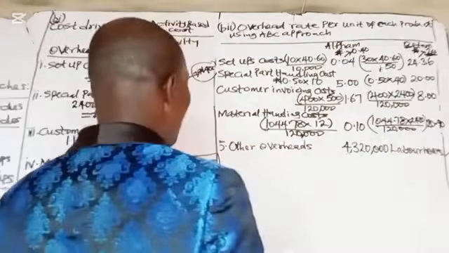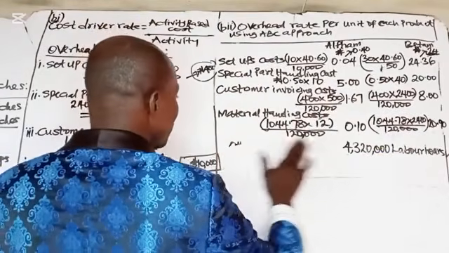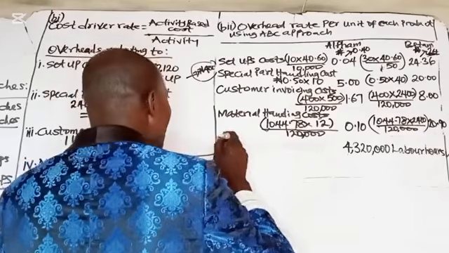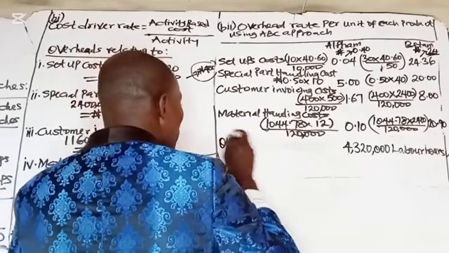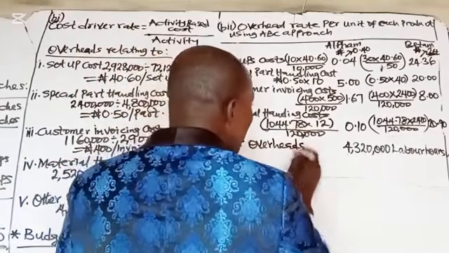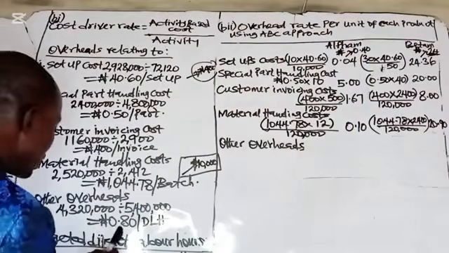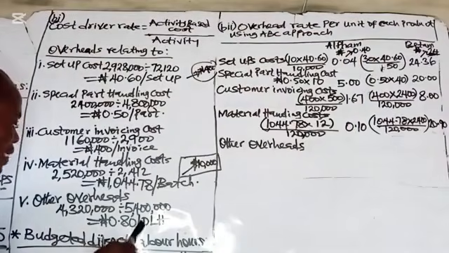That is for material handling. The last one is other overheads. For other overheads, you are to use labor hours, and we got 0.80 per direct labor hour.